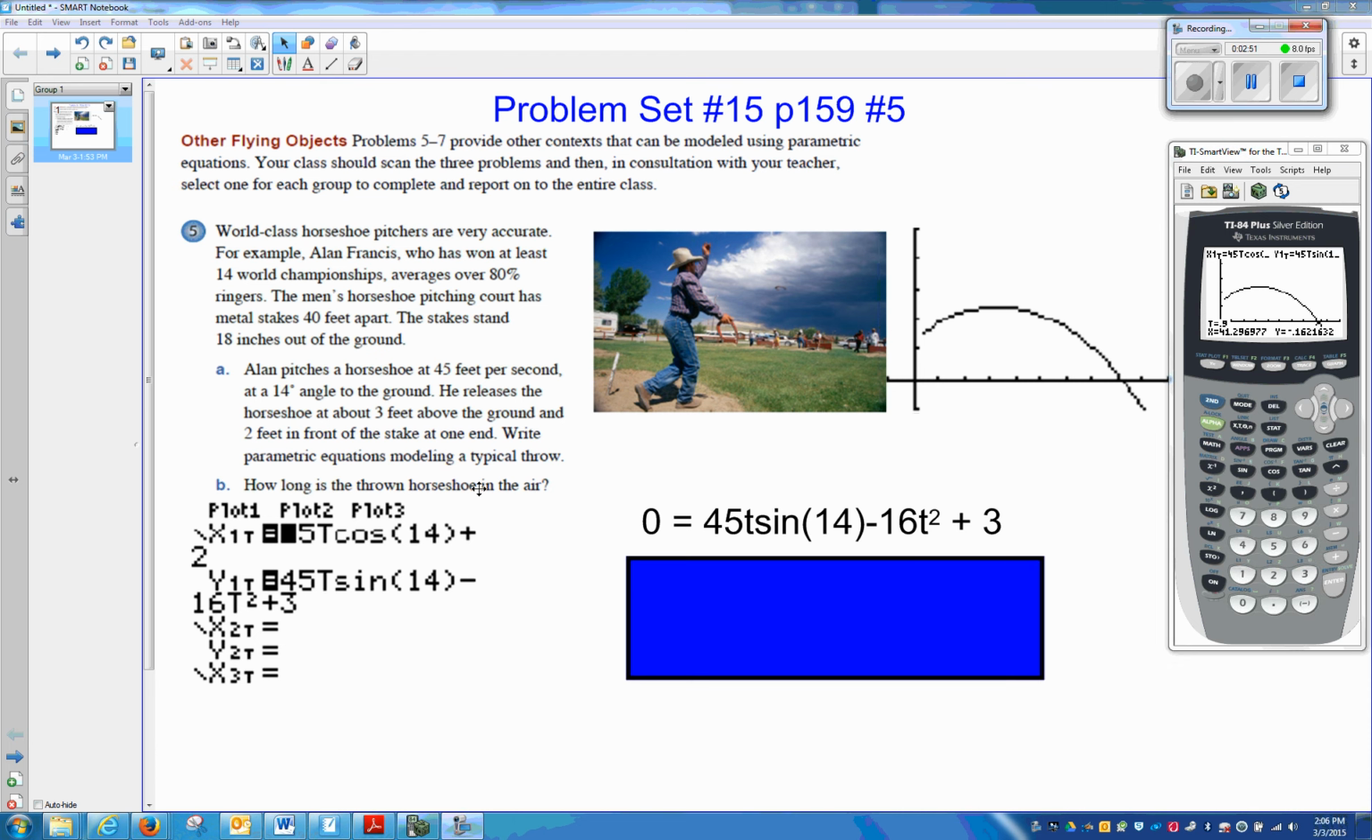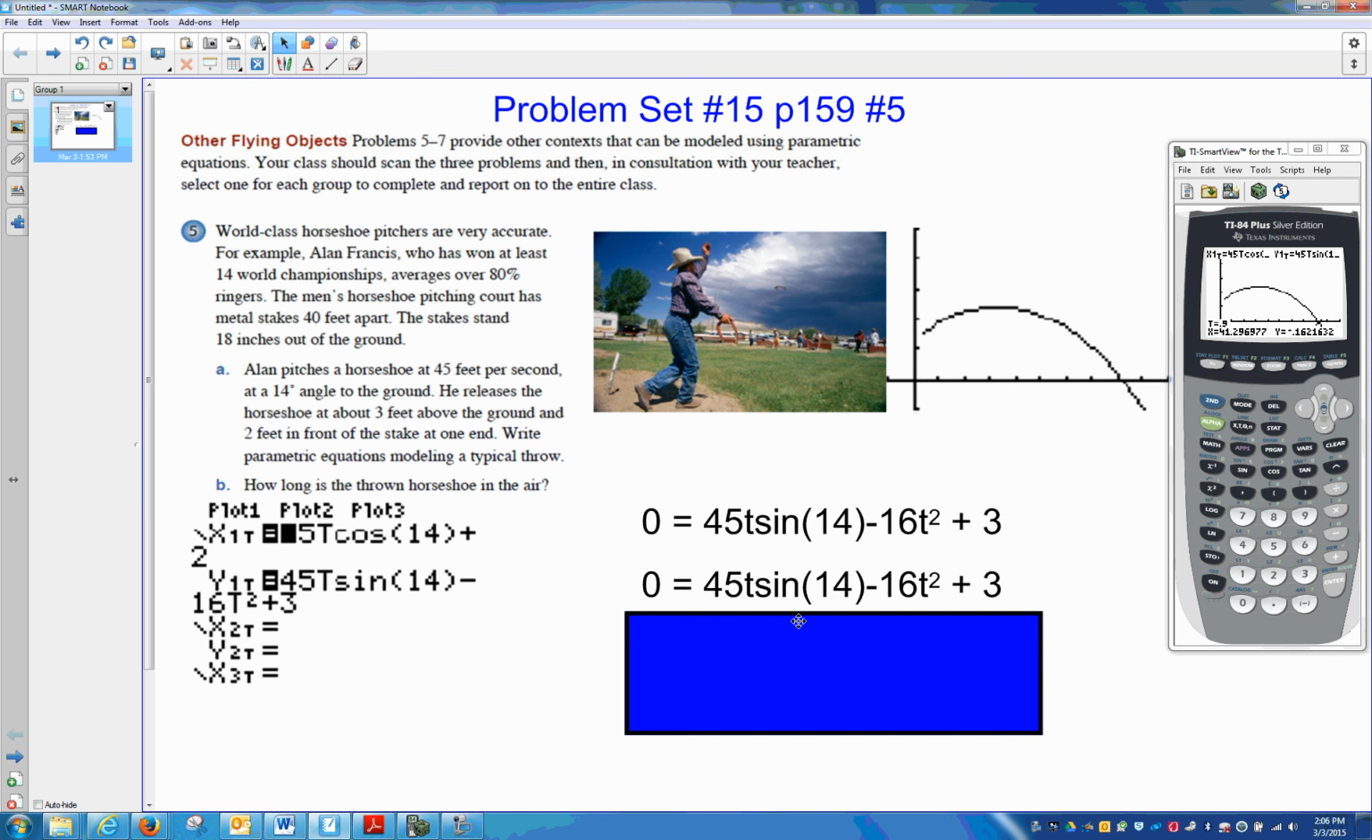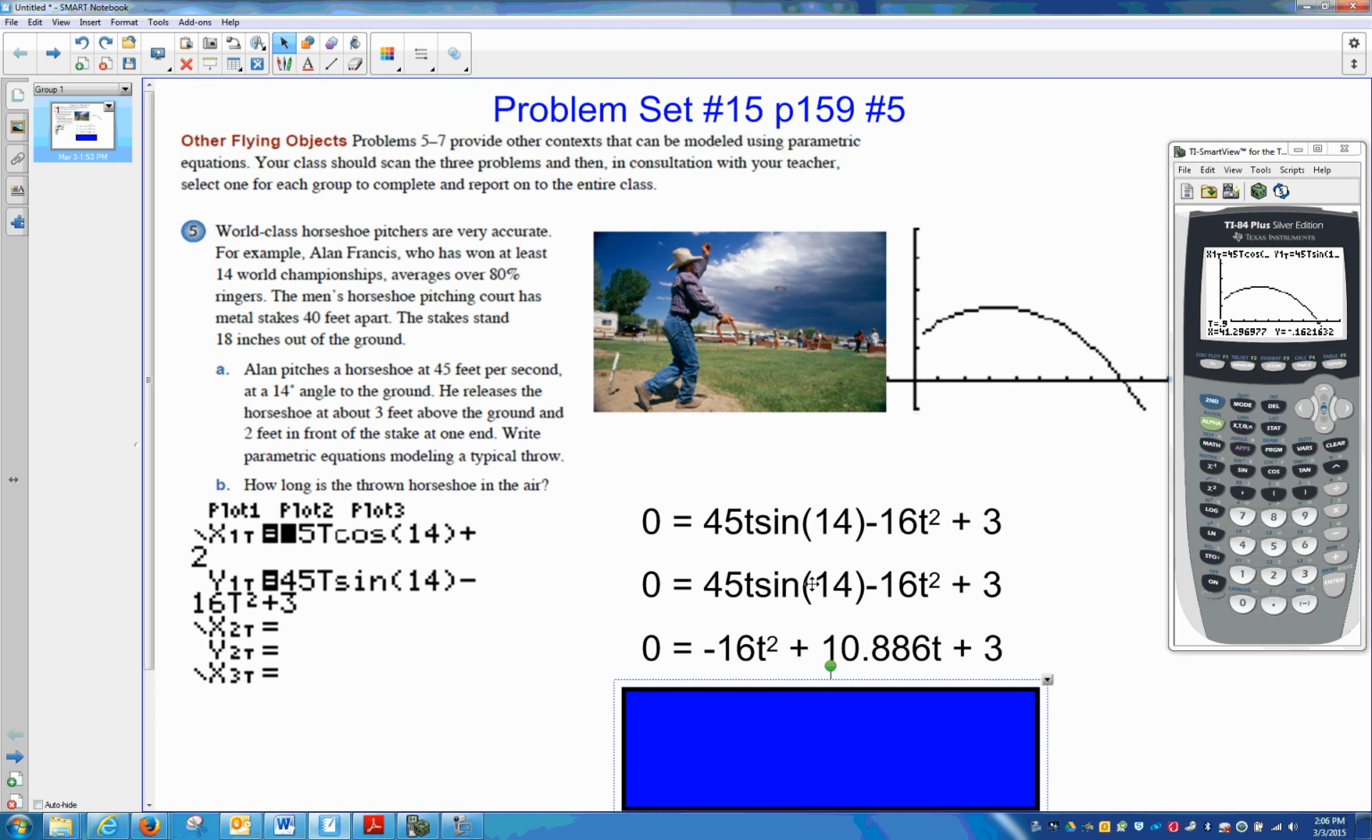So part B, how long is the horseshoe in the air? That means we're looking for t when the height is 0. So take this y sub t, 45t sine of 14, minus 16t squared plus 3. Set that equal to 0. We want to find t when the height will be output as 0. Clean this up a little bit, and I think it's going to look familiar to you and what you should be doing. If I clean it up a little bit, there we go, I end up with -16t squared plus 10.886t plus 3.